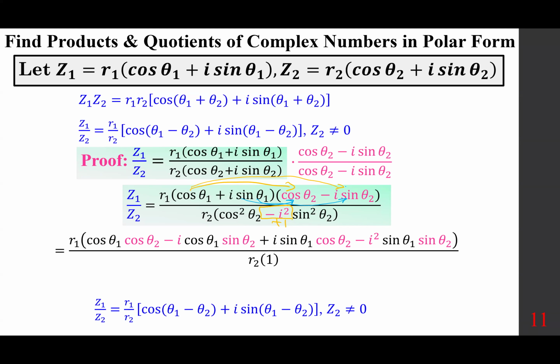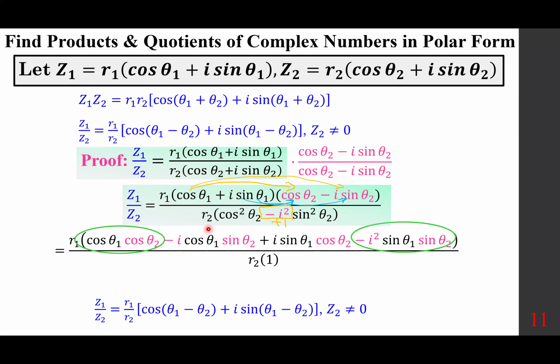We're going to put the first and the last one together. And this minus i squared will change to plus. Okay, everybody, we're going to put these two together. So we have R1 divided by R2 times, we are putting these two together, and we're going to put these two together.